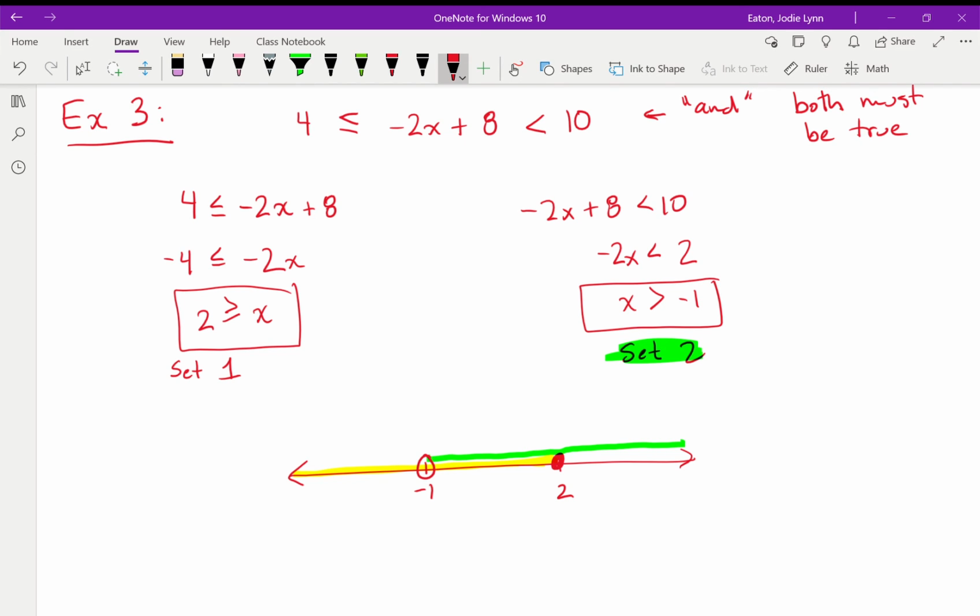So you guys can hopefully see, set 1 goes with the yellow, set 2 goes with the green. So the area that we're looking for is the place that is both yellow and green, where we have numbers that are part of both sets, or the intersection. So this is set 1 intersect set 2, and that is this interval here where we have -1, comma 2, and 2 is included in the interval.